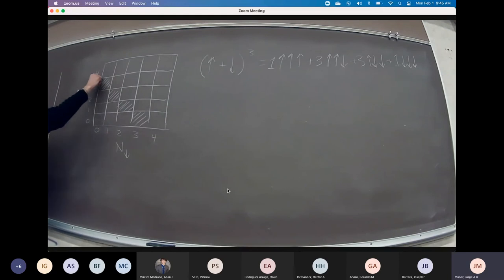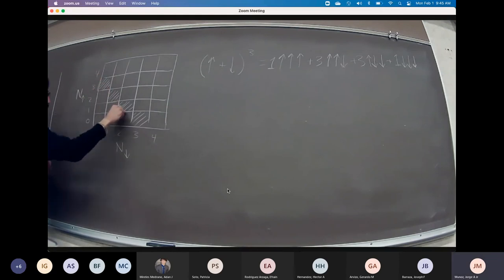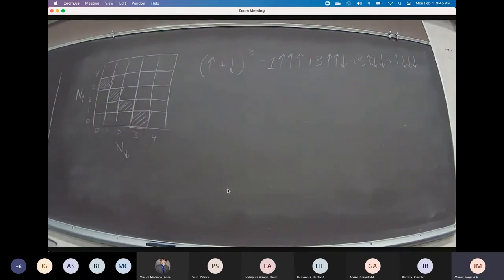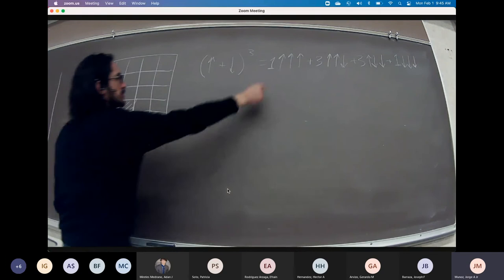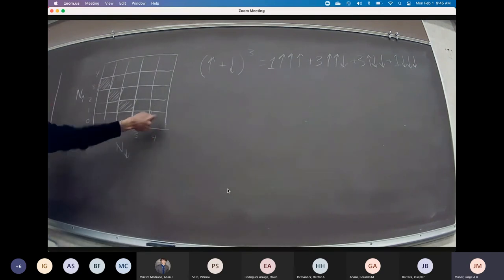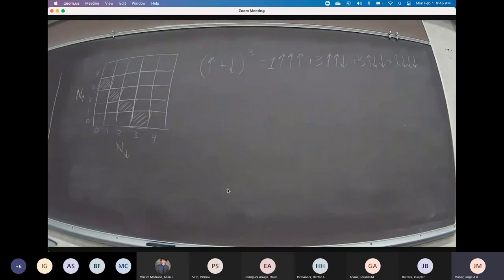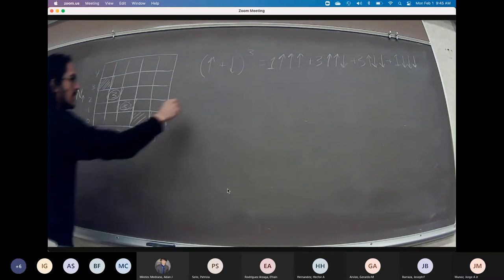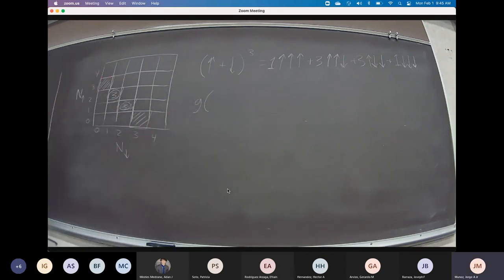Okay, so these are the states that are available to the system, right? You only have 3 spins, so you cannot have 4 spin downs. So this is kind of the limitation. And of course, here you have one possibility, but over here you have 3, and over here you also have 3. Okay, so we had the, where was G?